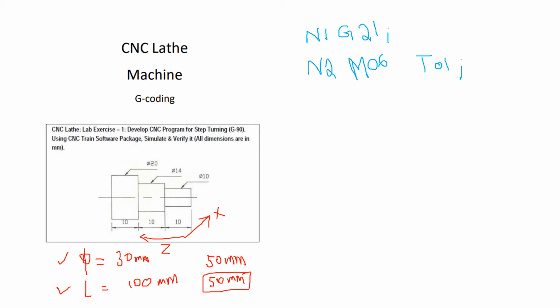What is the next step? I need to specify my origin. I already specified the metric system, and now I need to specify my origin, from where I need to start. So I will write N3.